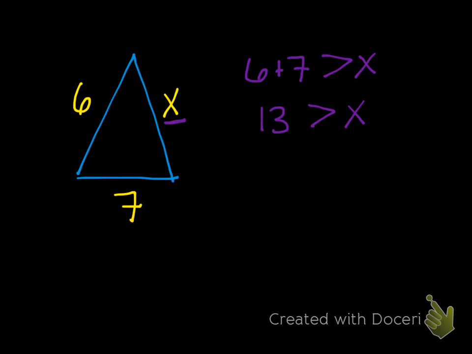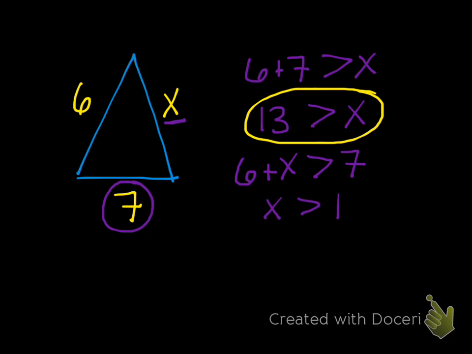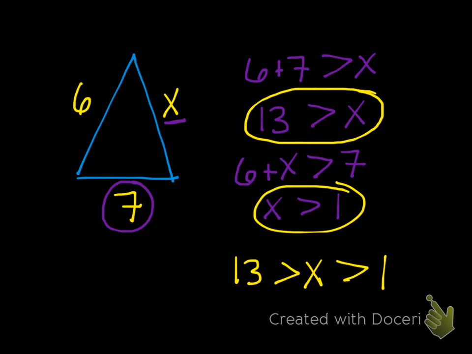The second way is when you look at it, you're going to assume the second time that 7 is the largest number. So that would mean that 6 plus x has to be greater than 7, and then you're just going to solve for x. So x has to be greater than 1. Alright, so if you have these two inequalities, x has to be less than 13 and greater than 1, you would write x has to be less than 13 but greater than 1.